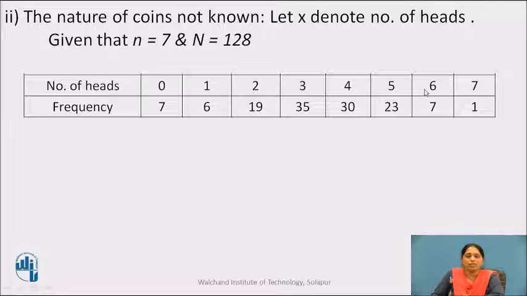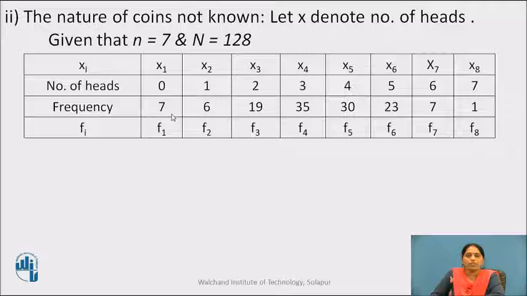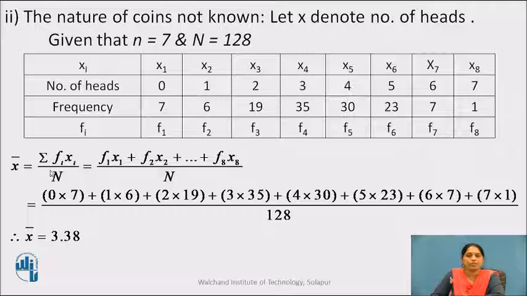This is the given data, number of heads and frequency. The number of heads are denoted by x and frequency denoted by f. So let us call the xi as the values of x. So x1 is 0, x2 is 1. Similarly, we have assigned up to x8, and we will assign the frequency by fi. So f1 is 7, f2 is 6, so on up to f8 is equals to 1. Now we will apply the formula for mean, that is summation of fi xi upon capital N.